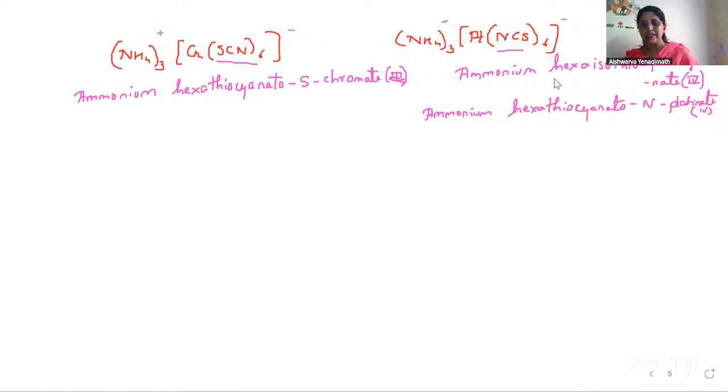ambidentate ligands, the names have to be changed a little. Okay. Then if you have bridging ligands and all, we will take this one by one by taking examples. Let us take examples and see. So first example I'll write. We'll start with simple examples.